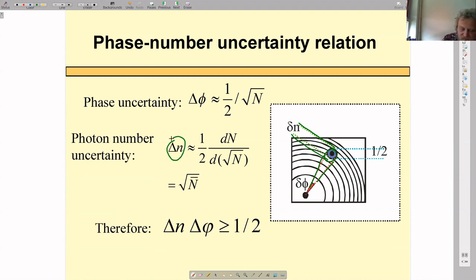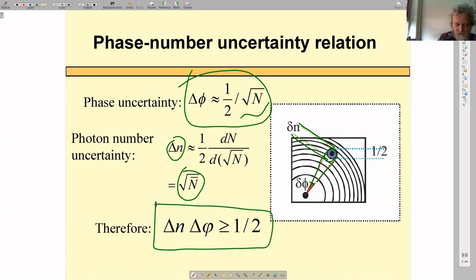Delta n we have in fact already computed. This is a spread of number of photons, square root of n. And that can now be obtained from geometric reasoning. Phase uncertainty, as we can see from this plot, is 1 over square root of n. So we obtain a funny formula. Again, it's about optimization of uncertainties. We have found that uncertainty in number of photons and uncertainty in phase satisfy this relation.